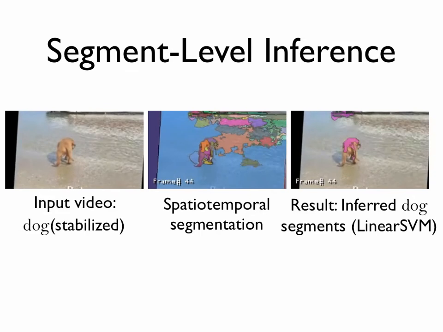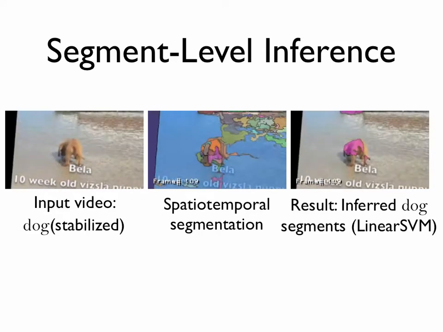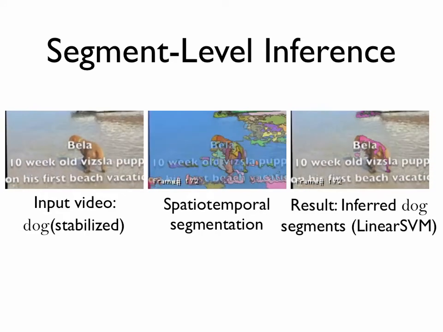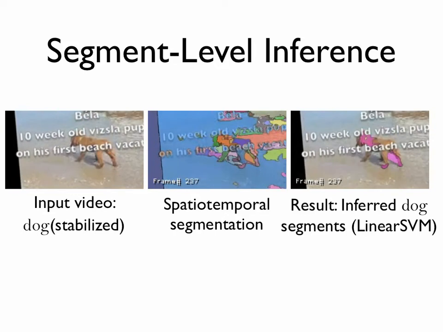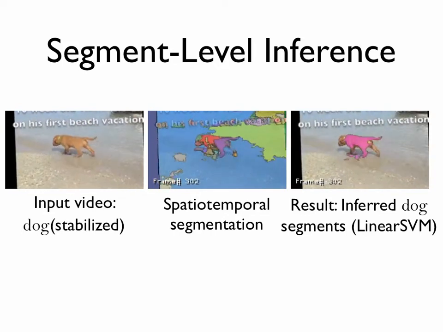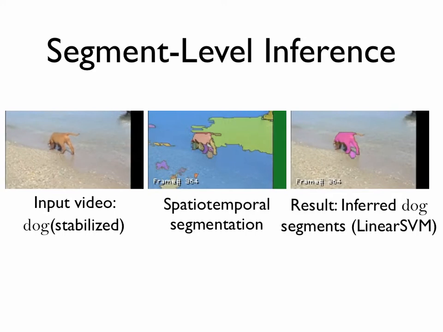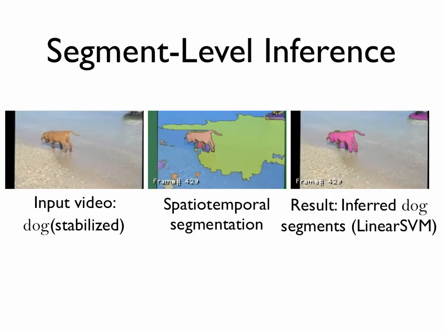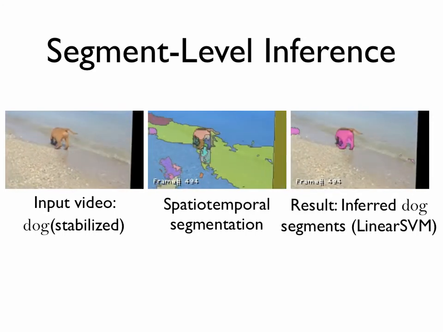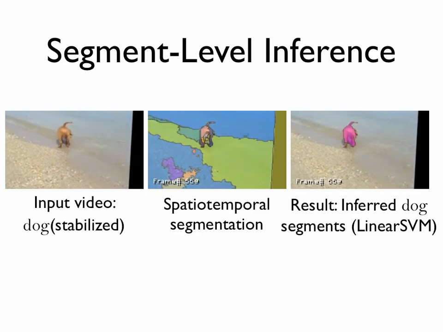Here we show the segment-level inference pipeline in action. We see that the spatiotemporal segmentation does a decent job at separating object pixels from the background, even though the dog is splashing in water. And we see that the segment-level inference correctly classifies several segments on the puppy as belonging to the dog class.